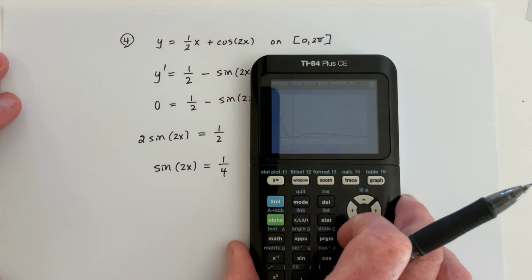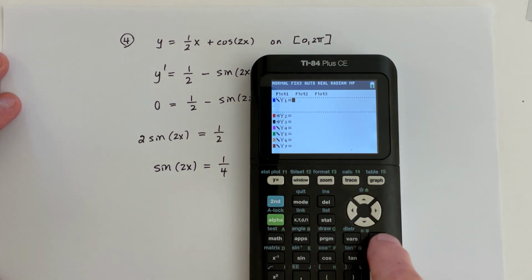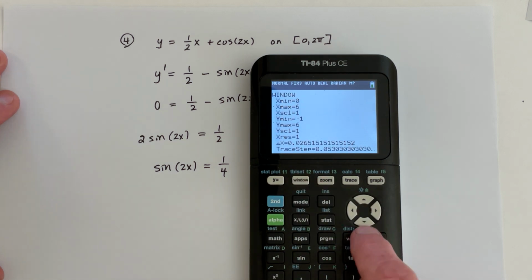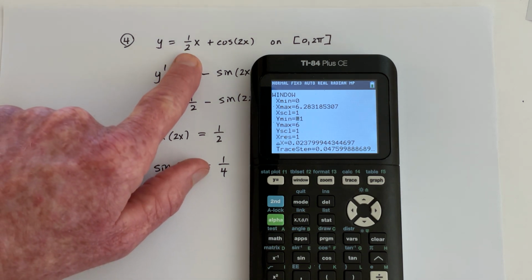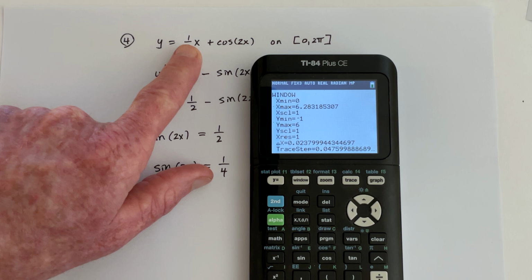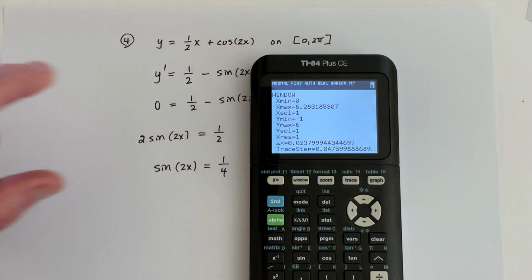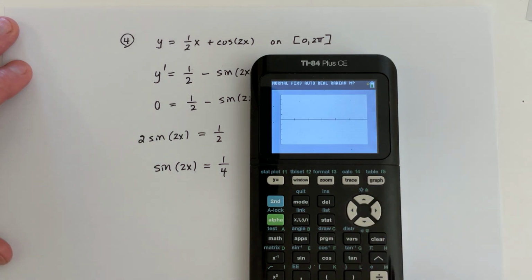So for that, I'm going to take a look at the graph of the original function, y equals 1/2 x plus cosine of 2x. Change the window to go from 0 to 2 pi. So this would actually be going up. By the time you get to 2 pi, this is going to be pi, and then the cosine could be as much as 1. So that would be like 3 plus 1. I'm just going to go -5 to 5, and hopefully I can see the whole graph.